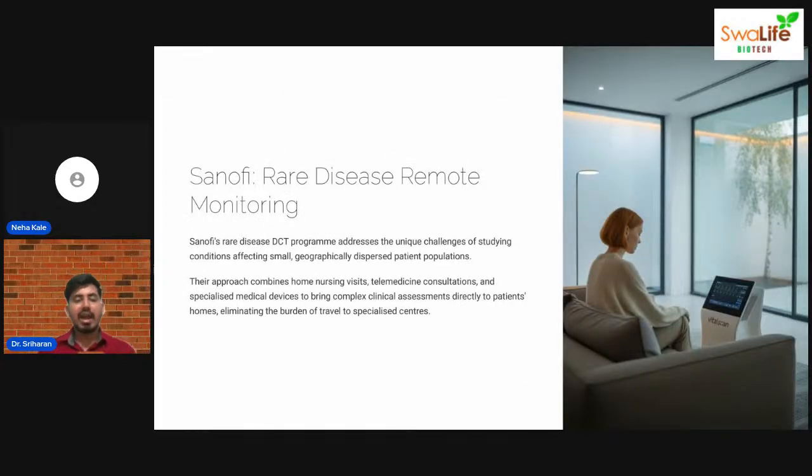Sanofi rare disease remote monitoring. Doing a rare disease study in a normal, traditional trial site is very difficult. Why? Because patient recruitment is very low for rare disease patients. So while doing it remotely, we can achieve a little bit more than the traditional approach. So Sanofi used the DCT program, and they achieved results in rare disease.